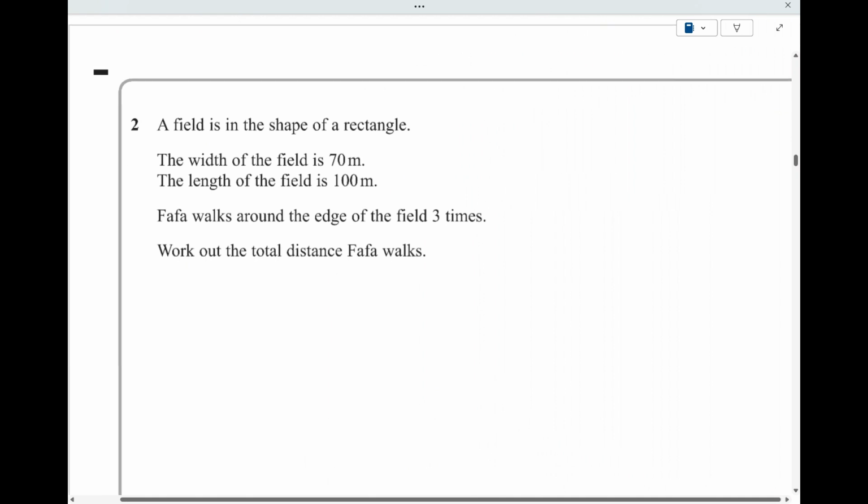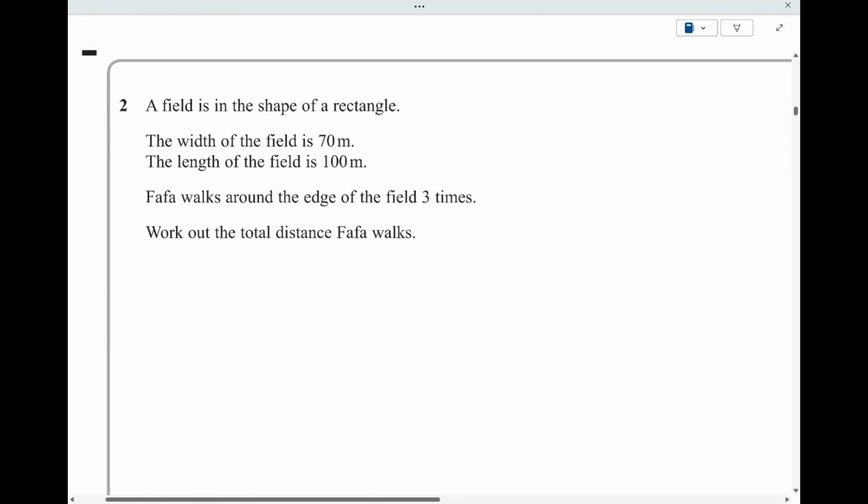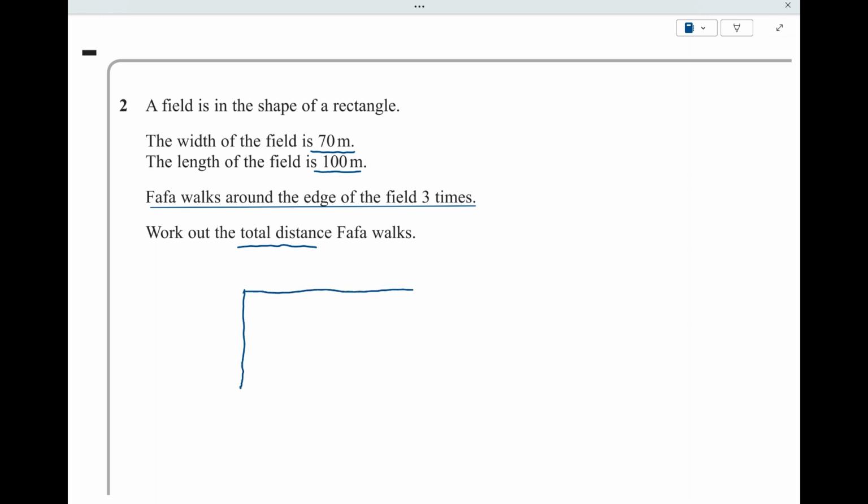Question 2. A field is in the shape of a rectangle. The width is 70 meters, the length is 100. We're going to walk around the edge of the field 3 times, work out the total distance. Well, let's just picture this field. Here it is. It's 70 for a width and 100. So if I walk around it once, I'm going to do 100 plus 70 plus 100 plus 70.